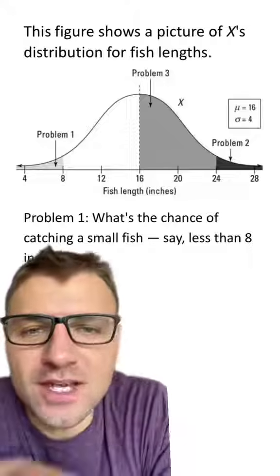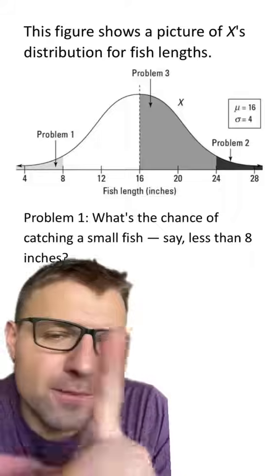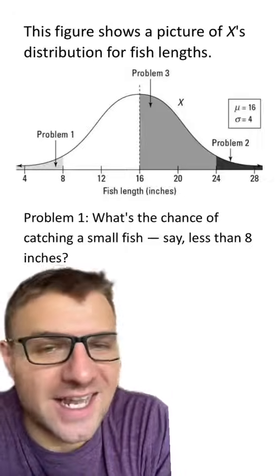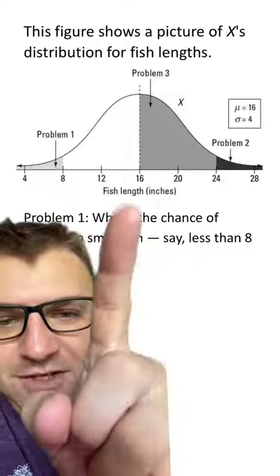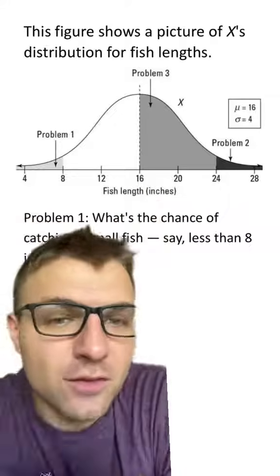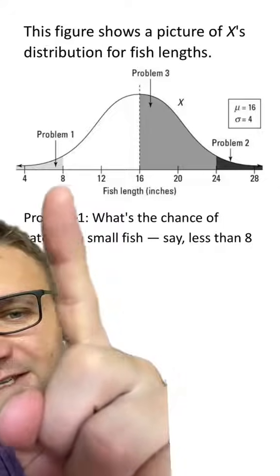This bell curve shows a normal distribution of fish lengths that were caught in a lake. The problem here is asking what's the chance of catching a small fish, say less than 8 inches. So you can see the average fish caught was 16 inches and the standard deviation was 4 inches. So what this question's asking is what's the chance of catching a fish that's less than 8 inches?